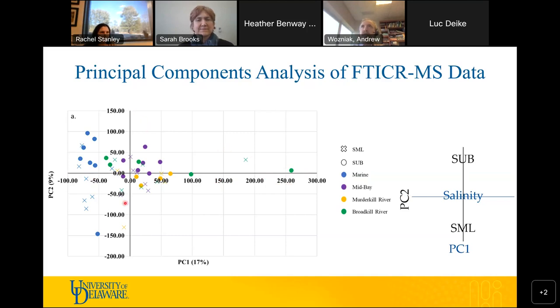On the y-axis, more importantly to this group here, we do see some separation between our subsurface samples in the filled circles versus the X's, which are our microlayer samples. So I'm putting this XY coordinate here as a guide, and we can take a look at the data.